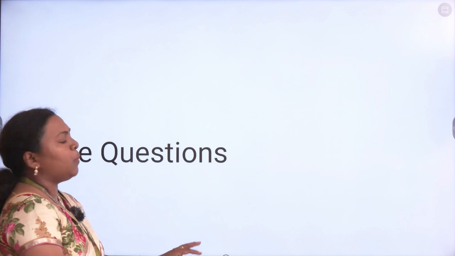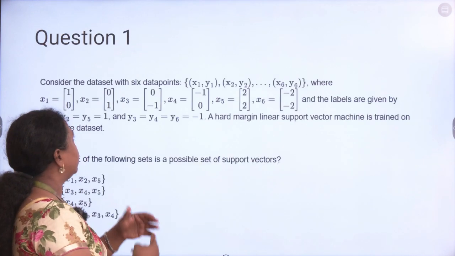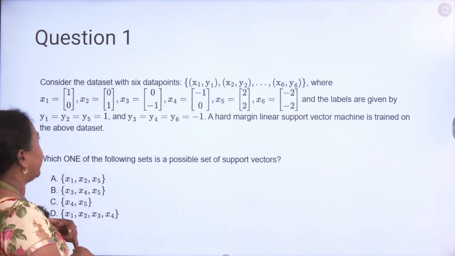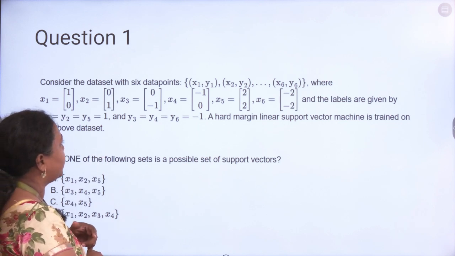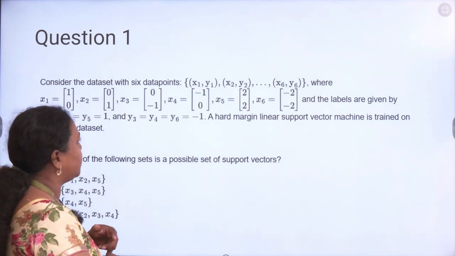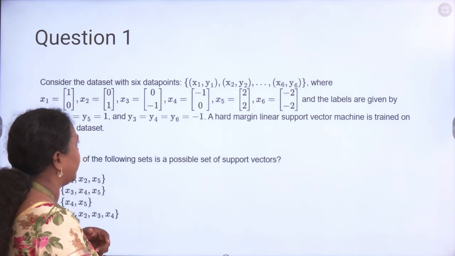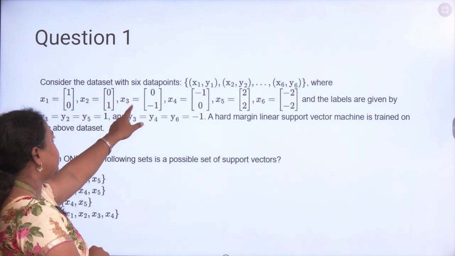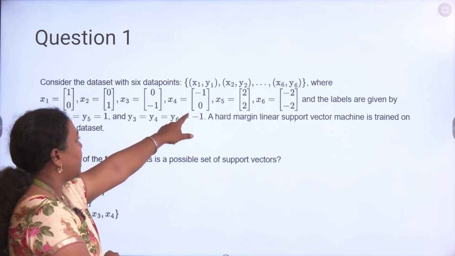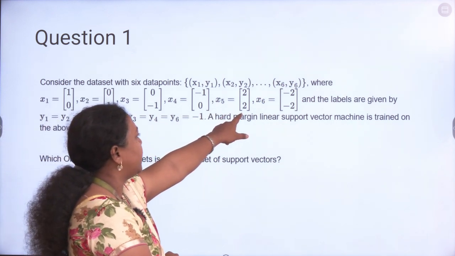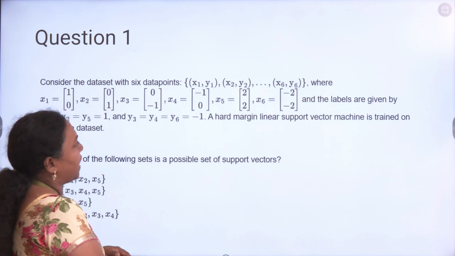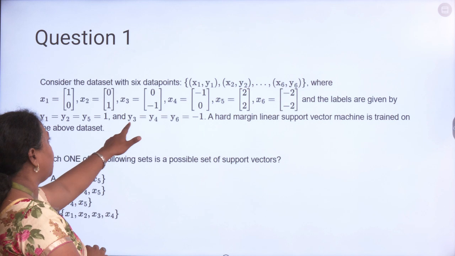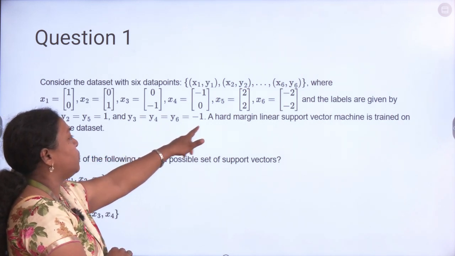So let's discuss some of the GATE questions that have been asked on SVM. So here is the first question. Consider the data set with 6 data points (x1, y1), (x2, y2), and it goes up to (x6, y6), where x1 is (1, 0), x2 is (0, 1), x3 is (0, -1), x4 is (-1, 0), x5 is (2, 2), x6 is (-2, -2), and the labels are given by y1, y2, y5 equal to 1 and y3, y4, y6 equal to -1.